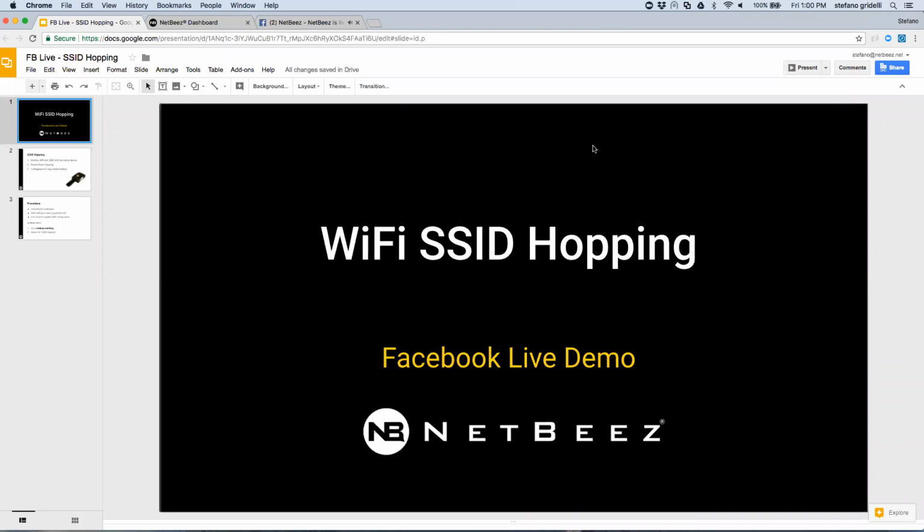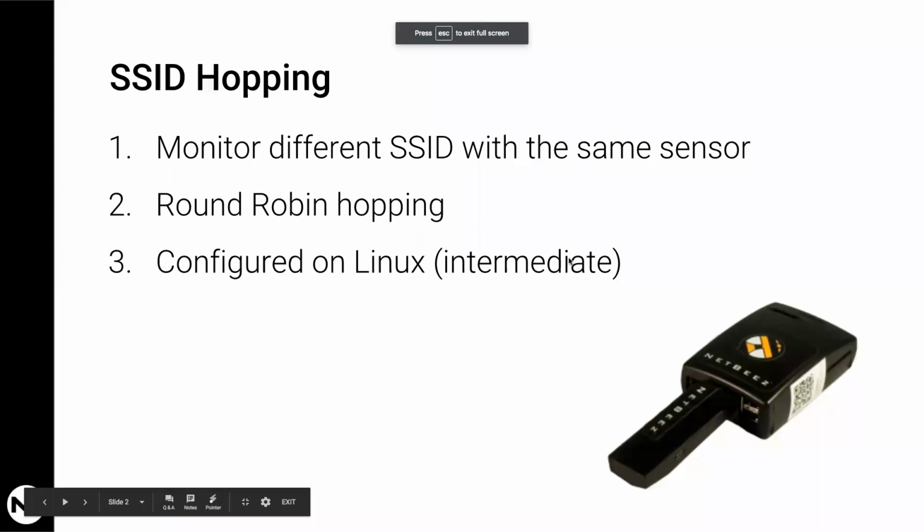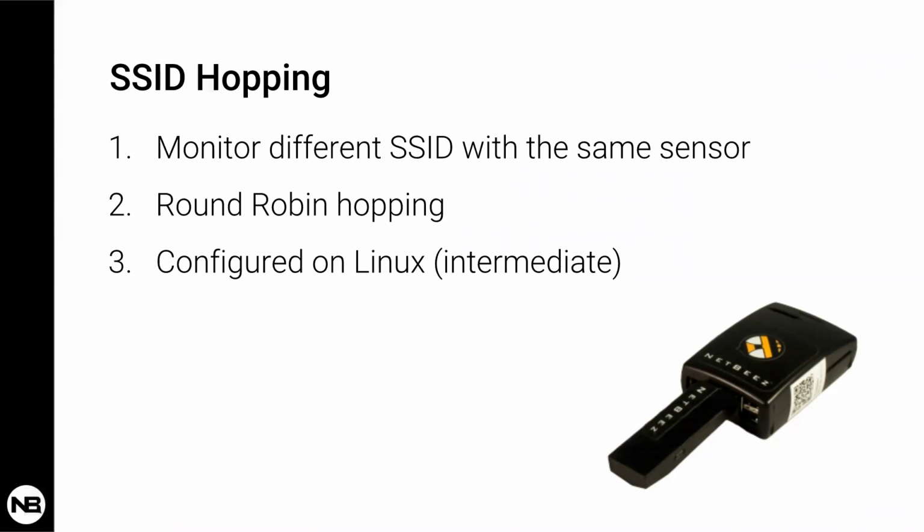What is wireless SSID hopping? Well, SSID hopping is used when you want to monitor different SSID or Wi-Fi networks with the same hardware sensor.